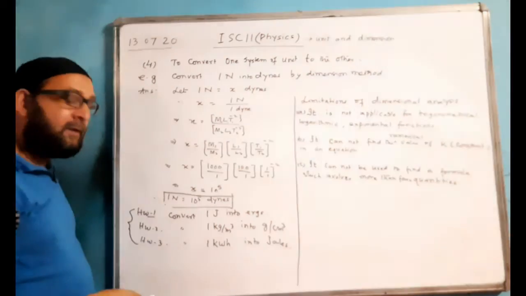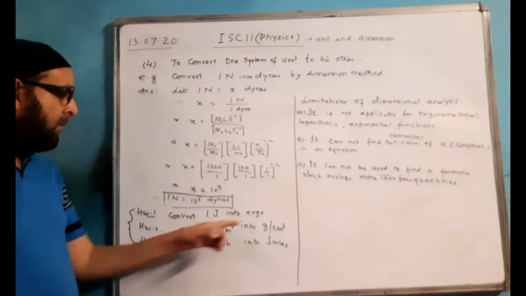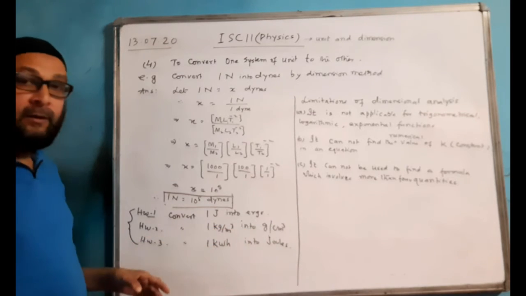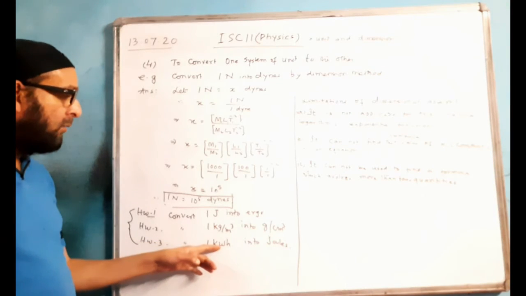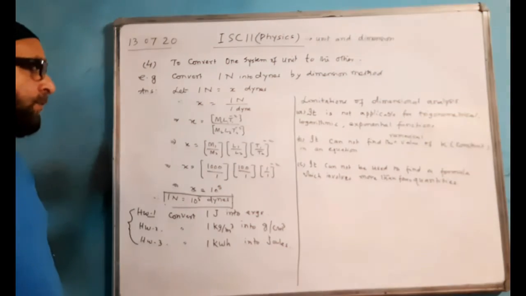Similarly, you can try this as homework. Convert 1 joule into ergs. Convert 1 kilogram per meter cube into gram per centimeter cube. And convert 1 kilowatt hour into joules. These 3 questions you can try at home.